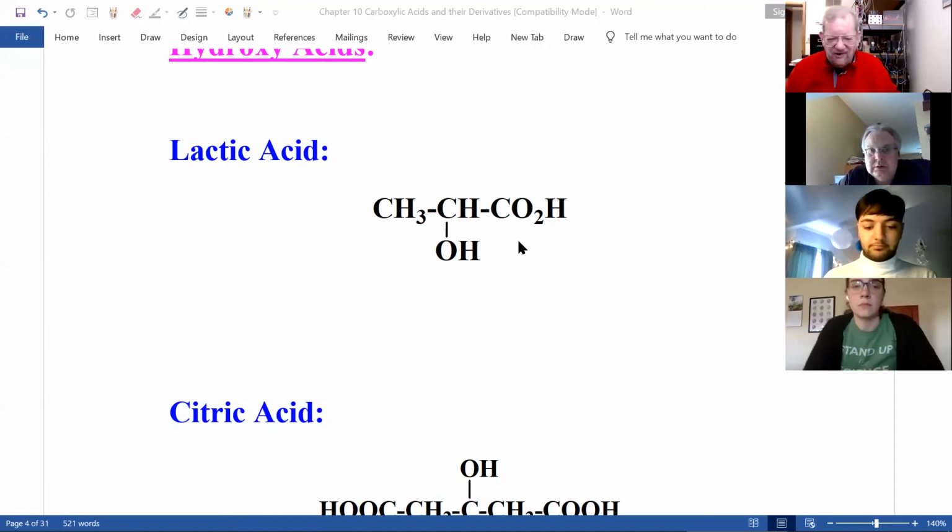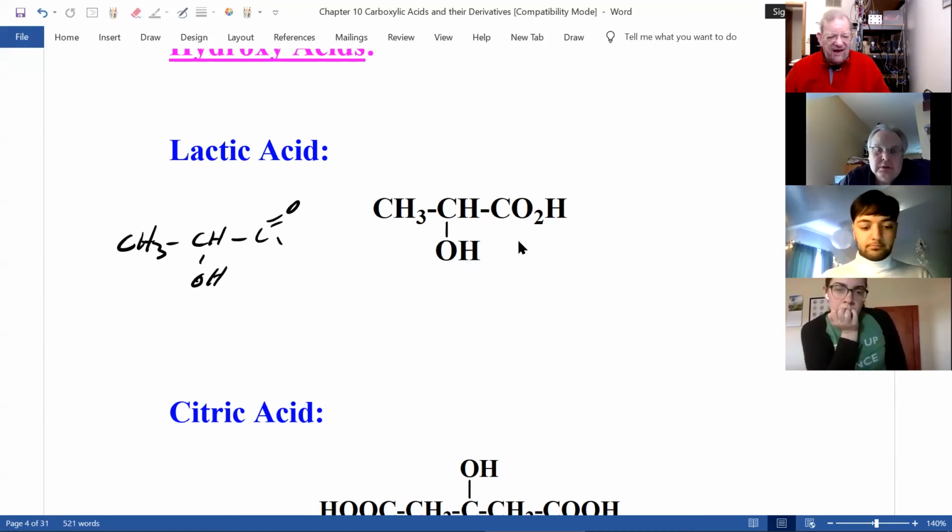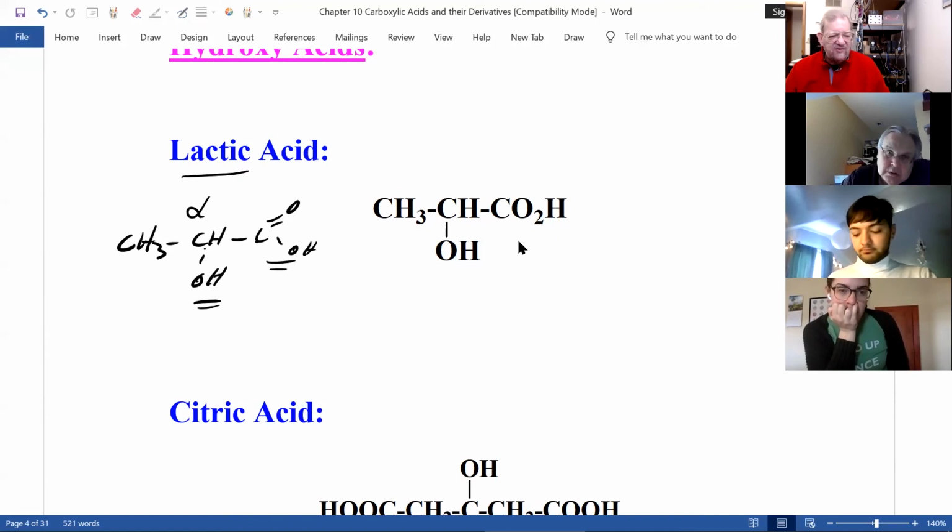Here, my software drew it this way. You could also draw it this way. The common name for this molecule, which has 2 functional groups, both a carboxylic acid and an alcohol. Here's my alcohol, here's my carboxylic acid. Notice the hydroxyl group is on the alpha carbon, the carbon bonded to the carbonyl carbon. This is called lactic acid.